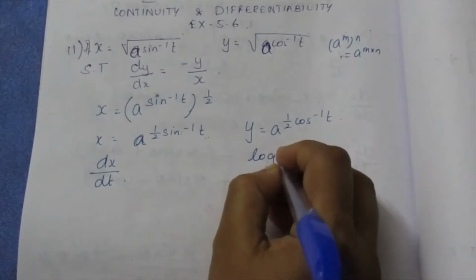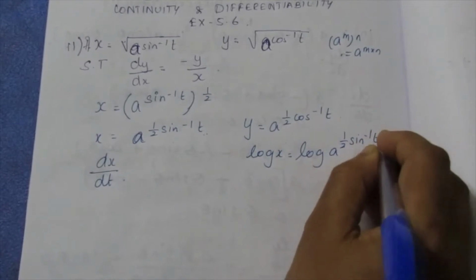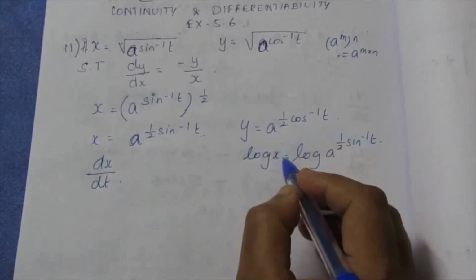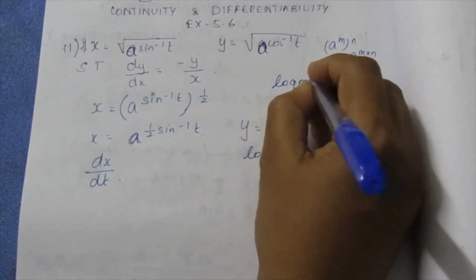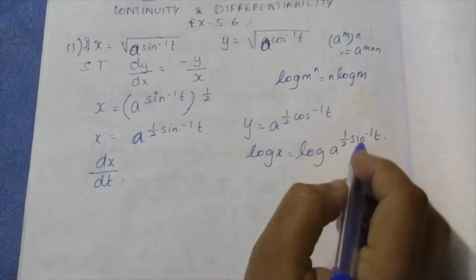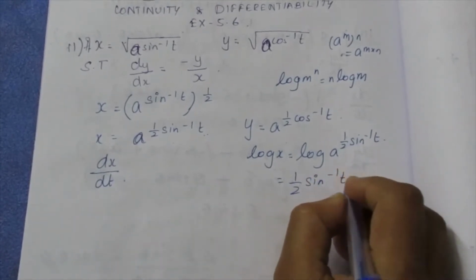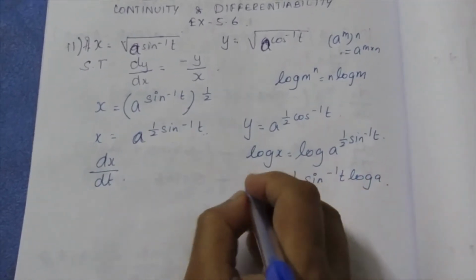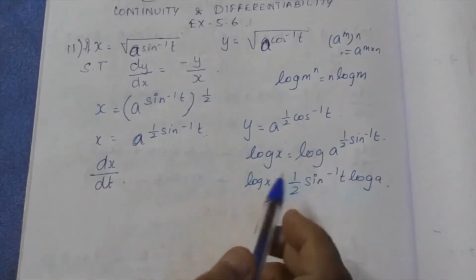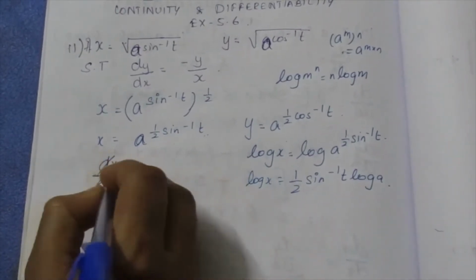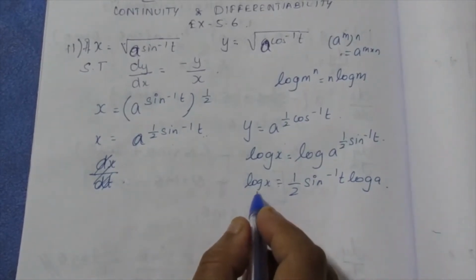So log x is equal to log of a power half sin inverse t. Here something with the power will come to the front, that is log m power n is equal to n log m. The same way the power will come to the front as half sin inverse t log a. So log x is equal to this. Here we are going to differentiate this, differentiating log x is equal to half sin inverse t log a. So with respect to t we need to differentiate.